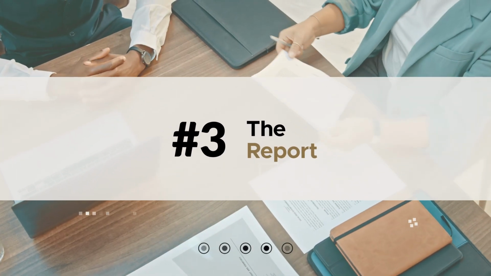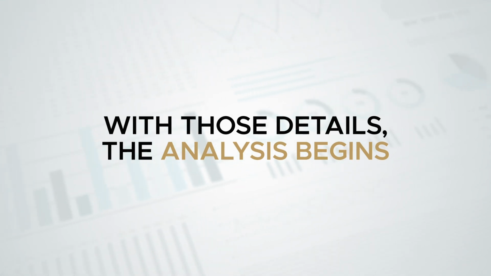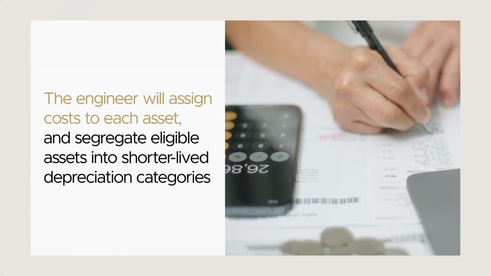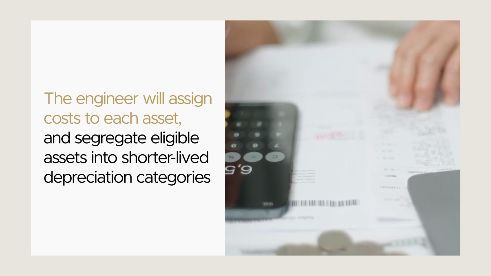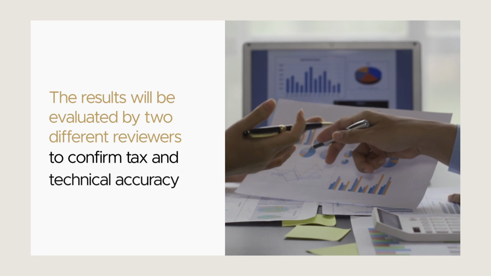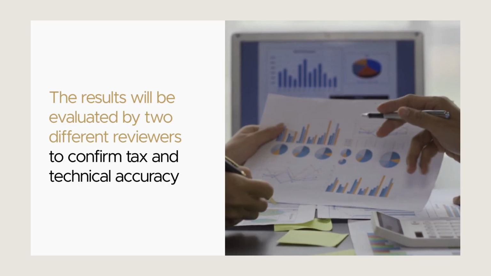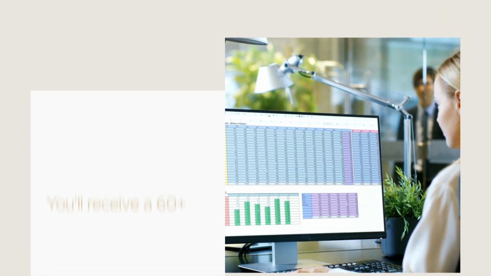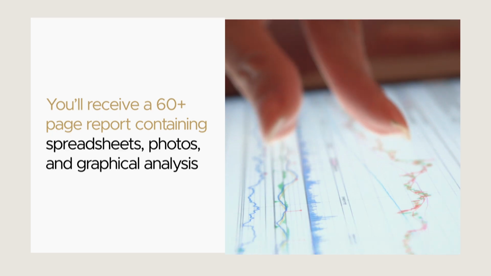Step 3. The report. With those details, the analysis begins. The engineer will assign costs to each asset and segregate eligible assets into shorter-lived depreciation categories. The results will be evaluated by various different reviewers to confirm tax and technical accuracy. You'll receive a 60-plus page report containing spreadsheets, photos, and graphical analysis.